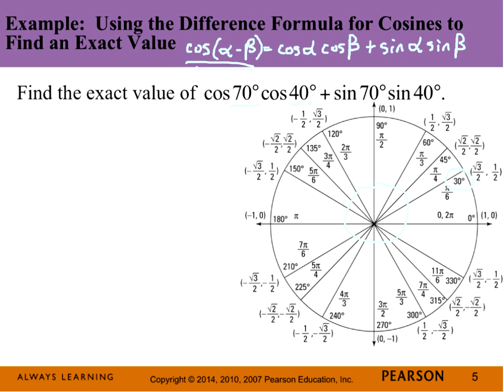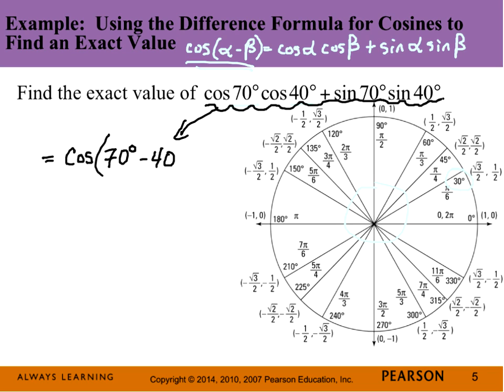So this whole expression here is equal to the cosine of alpha, which is 70 degrees, minus beta, which is 40 degrees. That's the same thing as the cosine of 30 degrees. And once again, when we take the cosine of an angle on the unit circle, we're talking about the x value of it. So I can go straight to the fact that this is square root 3 over 2.